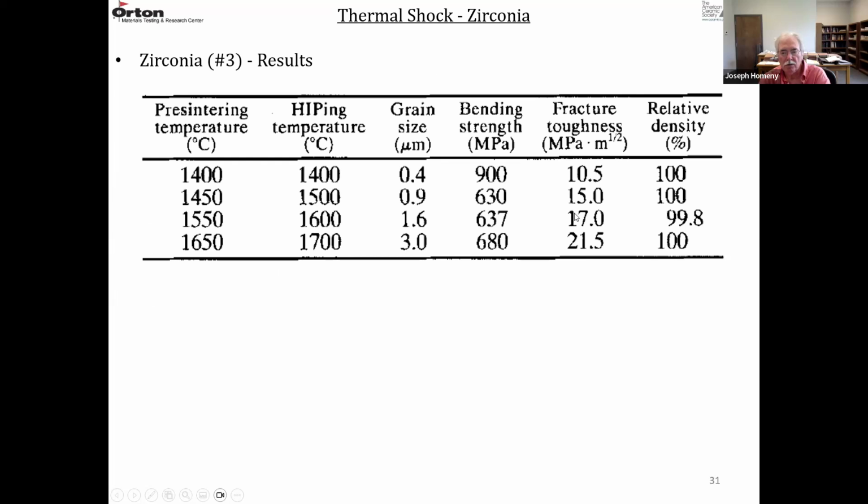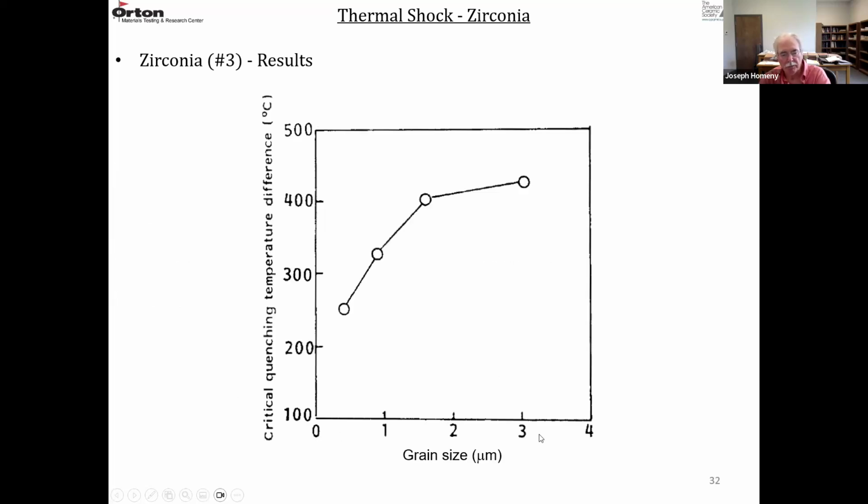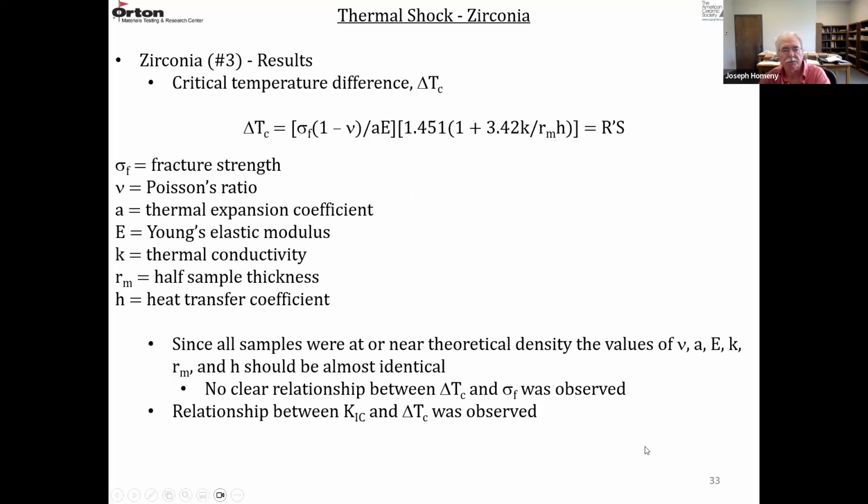So the fracture toughness is increasing here, and that seemed to follow higher fracture toughness, higher delta T. The strength actually went down with increasing grain size.